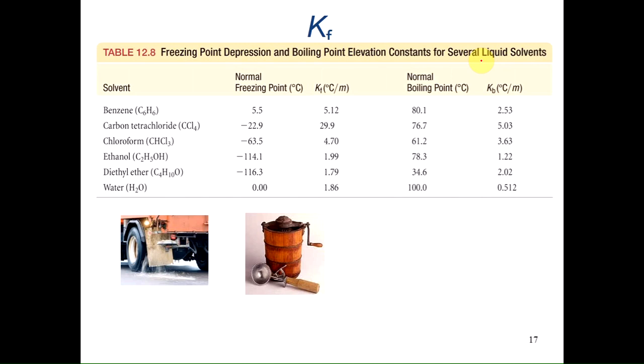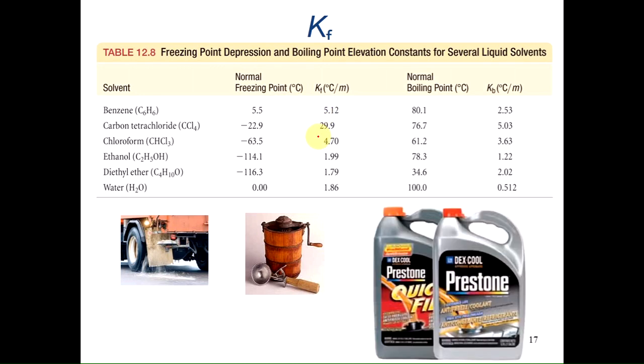So in this table, they're just listing some of the Kf values. For benzene, that's a solvent that you'll use in organic, carbon tet, chloroform, ethanol. Here they list the normal freezing points and they list the Kf values for them. So remember, always the Kf is associated with the solvent and not the solute. That's a common mistake people make on one of the lab experiments.